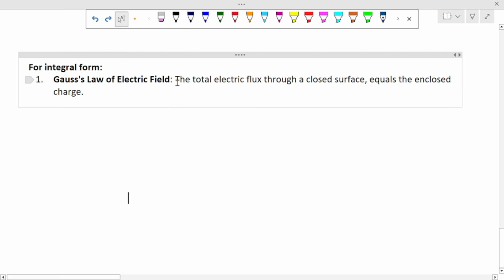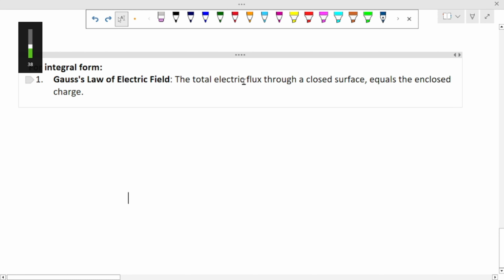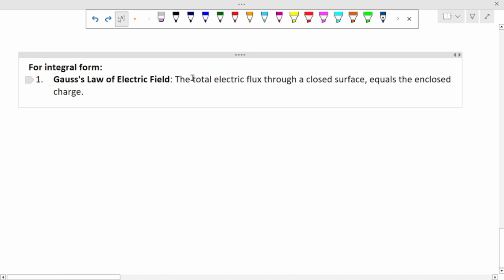Now, the total electric flux through a closed surface equals the enclosed charge. If you've watched the previous videos, you understand what we mean by electric flux, what the integral form means, and what the differential form means. We've also explained that the differential form is just for a point, and the integral form is for the total.